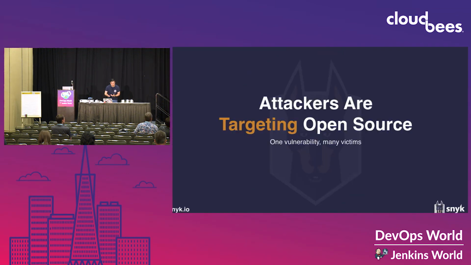So attackers are targeting open source, and one of the big reasons is that one vulnerability can have many, many victims. If there's a vulnerability in something like Apache Struts or Jackson, that is used by hundreds and thousands of applications, there could be a whole bunch of victims that we can just go out and try. Whereas if it's your proprietary code, it's only going to affect you if the vulnerability exists there.